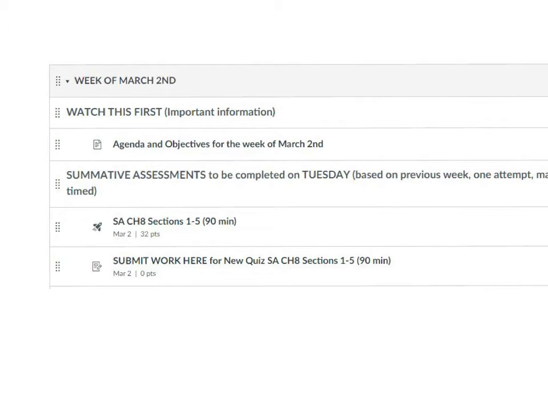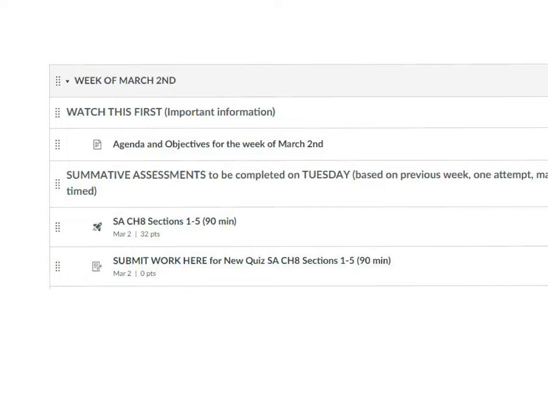This is the agenda objectives for the week of March 2nd. So, like always, we're starting with a summative assessment on Tuesday, one attempt. If you look at this week, we are finishing up with chapter 8. And so we have some material on there from earlier sections 1, 2, 3, but the bulk of it comes from sections 4 and 5, which were our previous week's work.